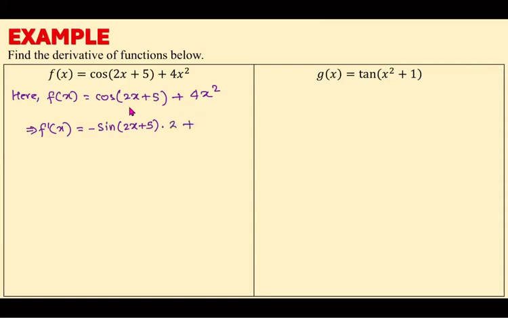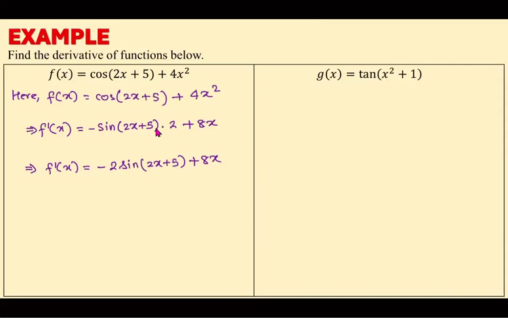Then plus, we have to find the derivative of this one, derivative of 4x squared. We can use the power rule. So 4 times 2 is 8, and you reduce the power of x by 1, so 8x. So finally, we can simplify this as, when you multiply this one with 2, we can write that as negative 2 sine 2x plus 5, and then plus 8x. So that is the derivative of that first function.